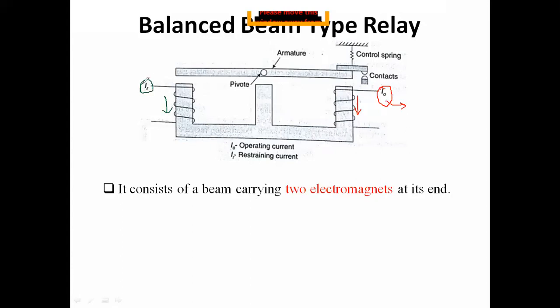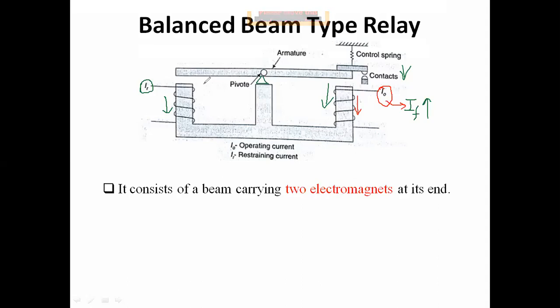So some restraining current is there. When this operating current, or rated current, has a lower value, nothing will happen. But when a fault occurs, this operating current increases, it becomes a fault current IF, and increases to a high value. So it increases the operating torque. Then what will happen? It will pull this beam in the downward direction. It is pivoted at the middle.